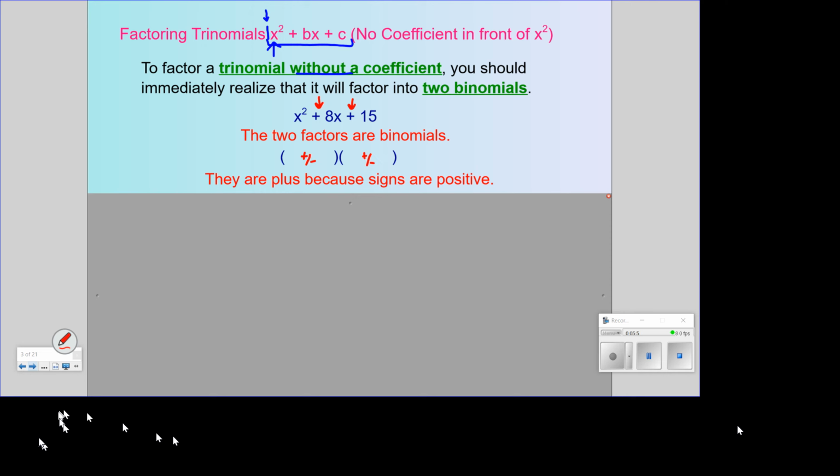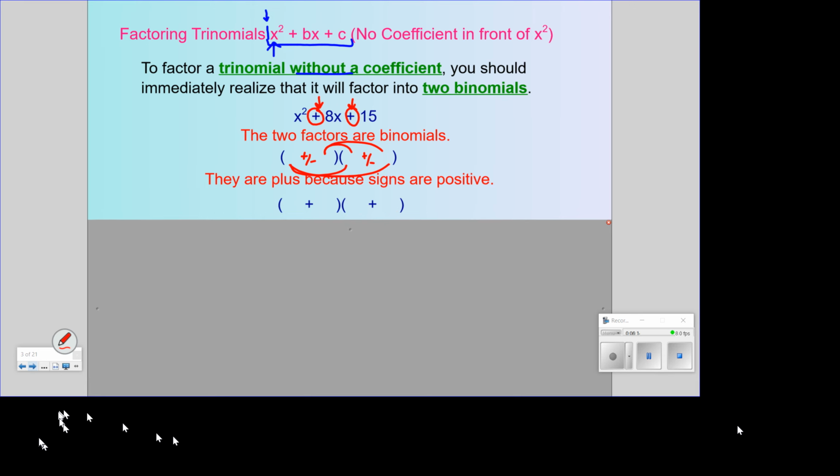And so we need to figure out, okay, if I were to multiply the first by the first, the first by the last, the second by the first, and the second by the last, I should have the signs work out so that the last two multiplied together end up being a positive, and the middle two, when they're combined, end up being positive. So because all the signs are positive, that means our binomials will both have plus signs.